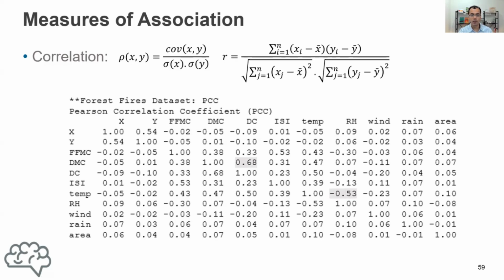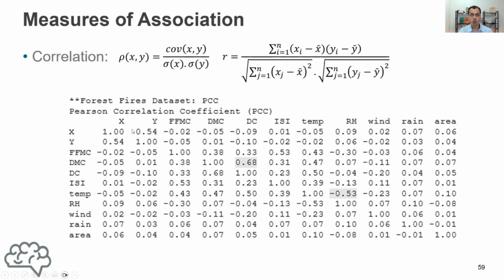And the correlation ranges over the interval -1 to +1, meaning that two variables with a correlation of -1 are highly negatively correlated variables, whilst two variables with a correlation of +1 are highly positively correlated variables. To illustrate, take the case again of the forest fires dataset. When we calculate the correlation between all pairs of variables, the first thing that we can observe in this matrix is that the correlation between a variable and itself is 1, which is maximal correlation, as we expected.